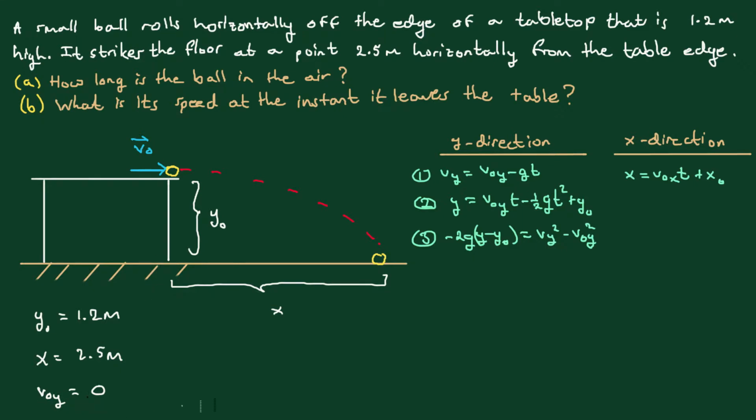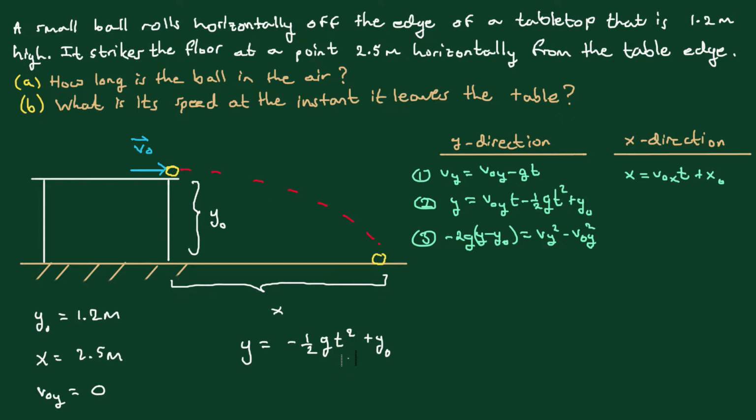So with this information, we can take a look at some of the y direction formulas, and we can consider v0y to be 0. If we do that, a lot of these formulas become a lot simpler to read. If you take a look at equation number 2, you'll notice that if you input v0y equals 0, you end up with y is equal to minus a half gt squared plus y0. Which is good because this form of the equation means that we only have one unknown, and that unknown is t.